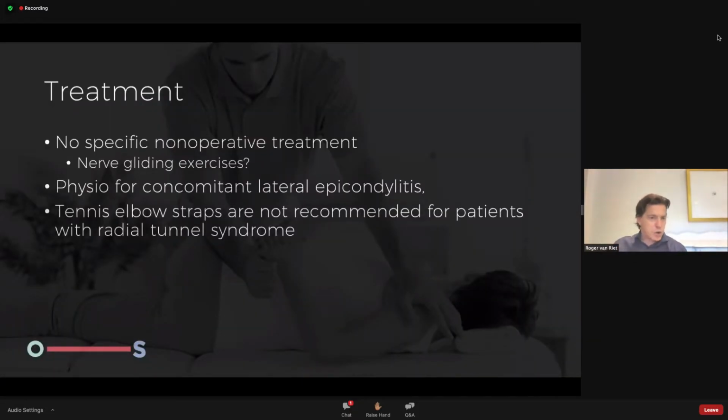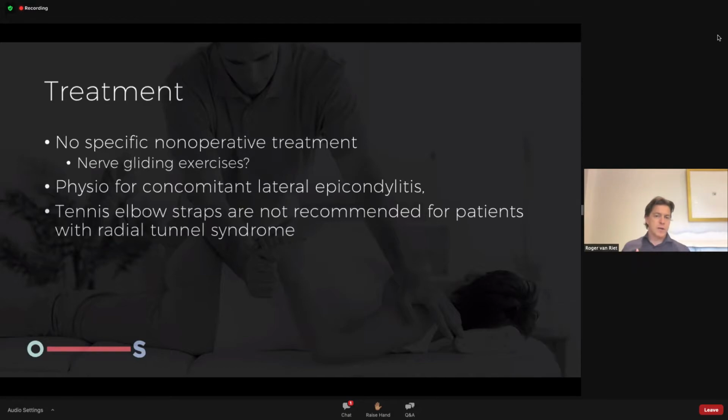As far as I know, there's no specific non-operative treatment. I'm not aware of nerve grinding exercises to do for that particular part of the nerve. Obviously, physio if there is lateral epicondylitis. Treat the lateral epicondylitis first, and then if there are still radial nerve symptoms, you can maybe tailor your treatment to that. Tennis elbow straps are not recommended for patients with radial tunnel syndrome, and that's very simple.